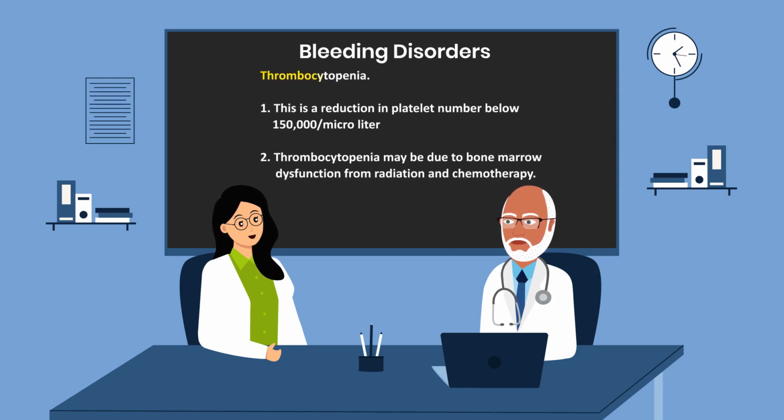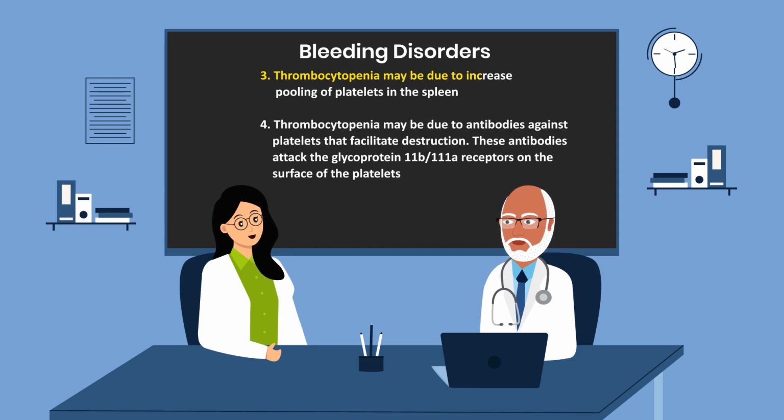Let's talk about thrombocytopenia. Thrombocytopenia is a reduction in platelet number below 150,000 per microliter. Thrombocytopenia may be due to bone marrow dysfunction from radiation and chemotherapy. It also may be due to increased pooling of platelets in the spleen. Thrombocytopenia may also be due to antibodies against platelets that facilitate destruction. These antibodies attack the glycoprotein 2B3A receptors on the surface of the platelets.